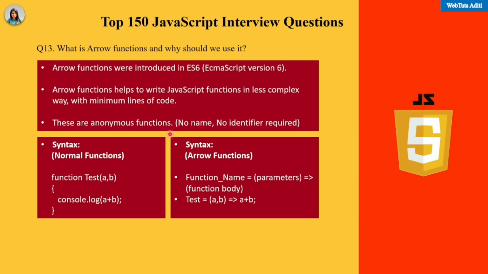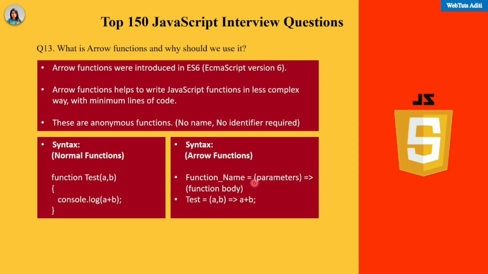That is, you do not need to give any name or even the identifier to write these functions. Now here in the syntax you can see the normal function syntax: first we write the keyword function, then we write the name, then we pass the parameters, and then we define the body of the function inside the curly braces. But in arrow functions you do not have to specify the identifier, that is the function keyword. You do not have to write the function name as well. Like here you can see the name is test, right? But here there is no name.